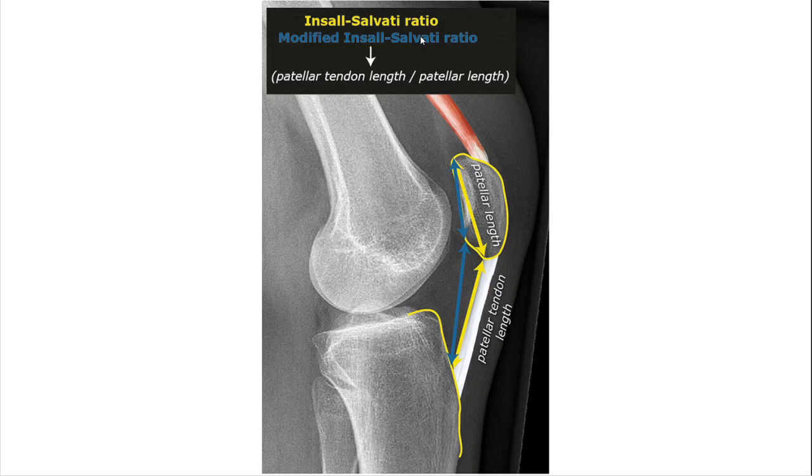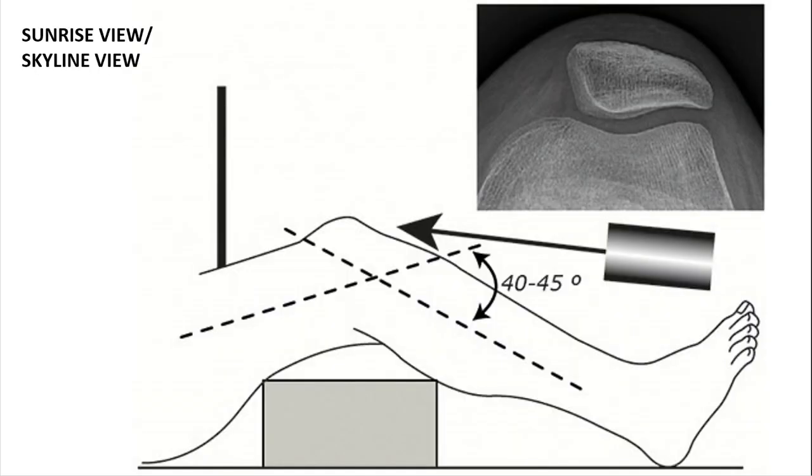The normal value of this ratio is 0.8 to 1.2, right? So if the patellar tendon is longer or the patella is situated higher, then that is called patella alta, whereas if the patellar tendon is short and the patella is located lower, then that is called patella baja, or BAJA, where the J is silent, patella baja, right?